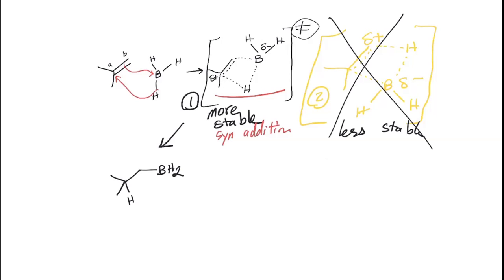So everybody understands why we call it syn addition? Why is it a syn addition? Because in the first step, boron and hydrogen add at the same time to the same side of the double bond. So eventually the product will be cis, syn.